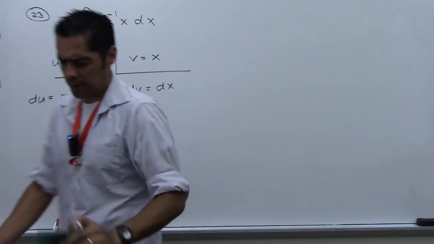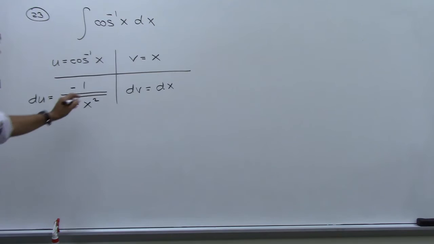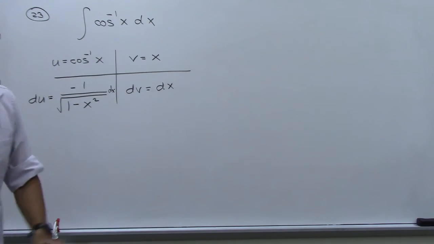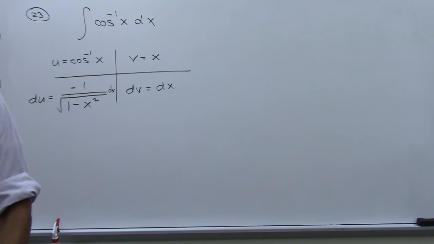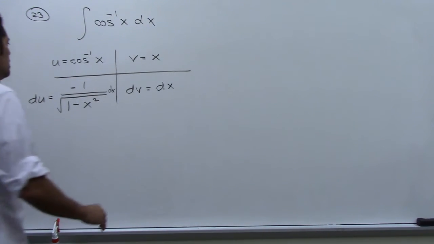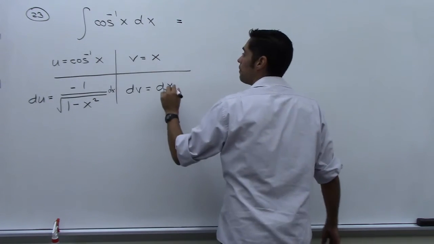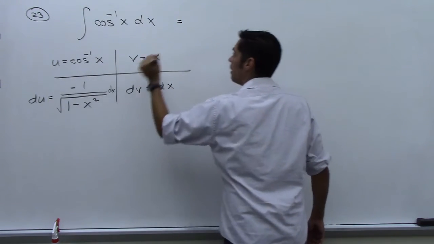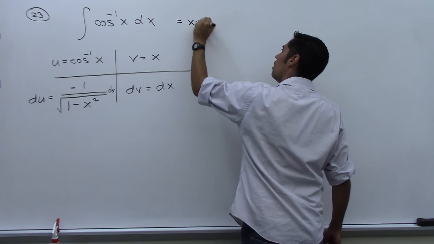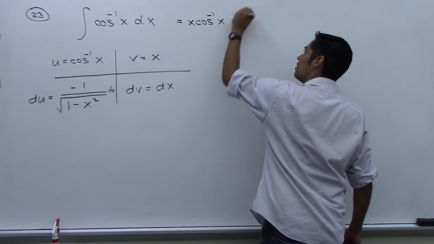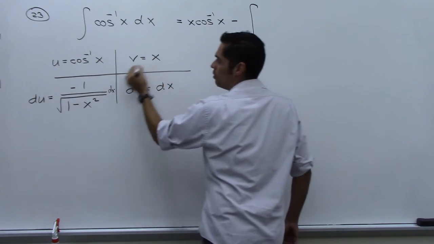is -1 over square root 1 minus x squared dx. I'm just going to double check that. That should be our derivative. I shouldn't have to look this up, but I just want to make sure. Yeah. Okay, so that is the derivative of cosine inverse. So, this uv is x cosine inverse x, minus the integral, and then voodoo, this times this.